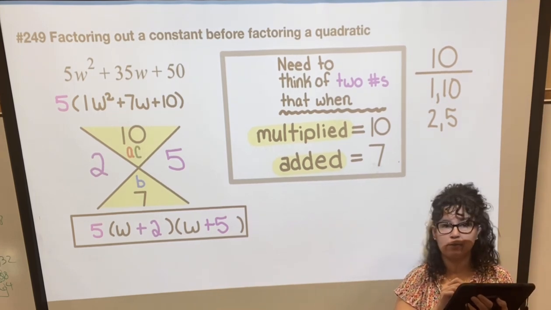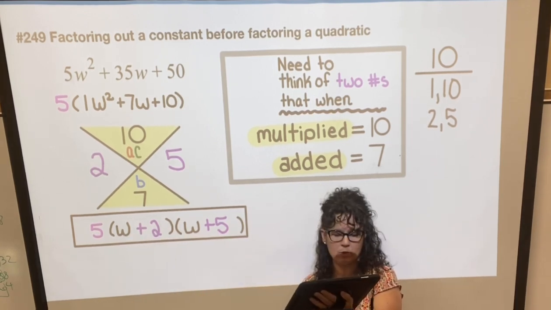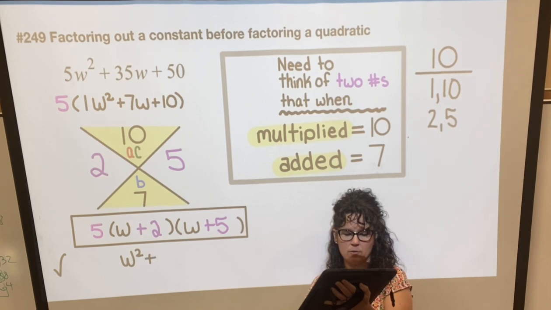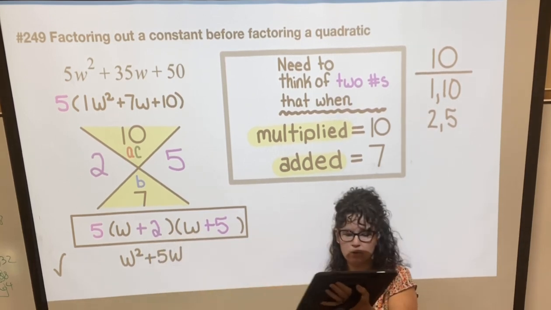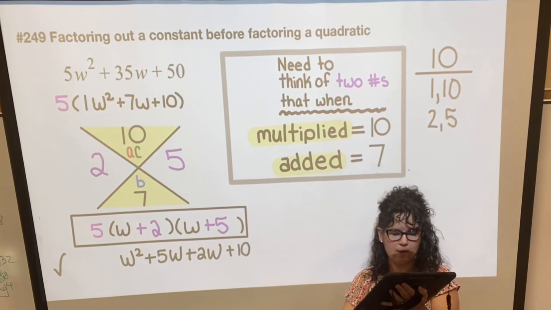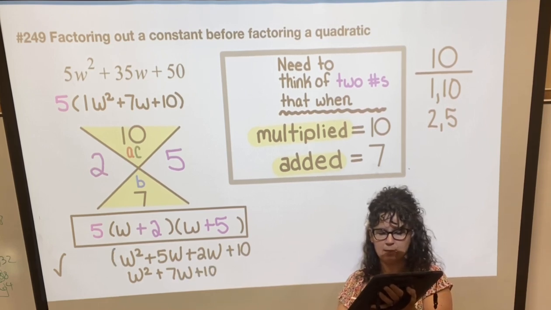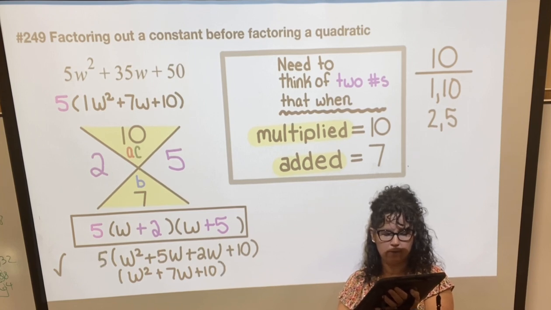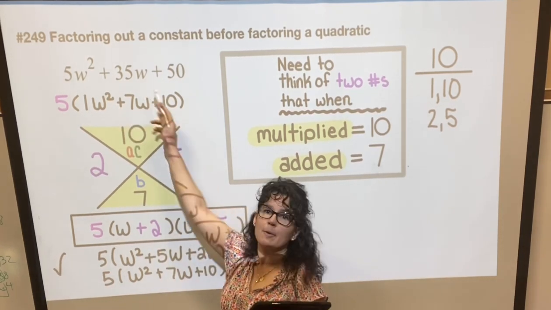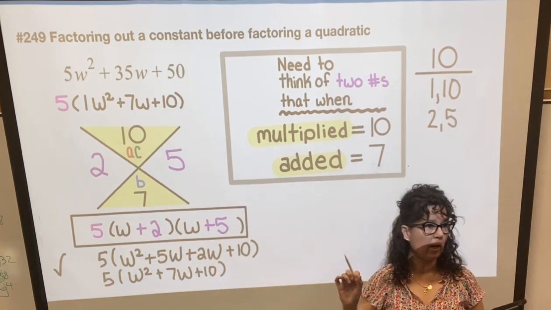If you want to double check that you did it correctly, I could FOIL these together. So front times front, W times W, just checking my work, is W squared. W times 5 is 5W. 2 times W is 2W. And 2 times 5 is 10. That's W squared plus 7W plus 10. But we still have multiplied by 5. So if I do 5 times W squared, I get 5W squared. 5 times 7W gets me back to 35W. And 5 times 10 gets me back to 50. So I know that I have factored it correctly.